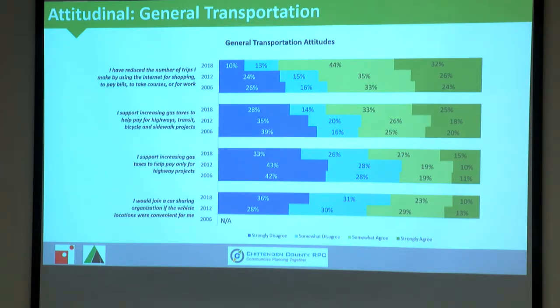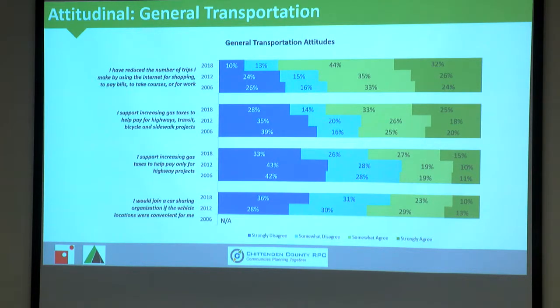Support for tax increases, it's increased since 2012. Now, tax increases are a very funny thing to ask people about. I always tell people when you look at something like this, don't focus on that muddy middle that people say, I somewhat agree or somewhat disagree, those people on the fence. Focus on your extremes. The people who strongly agree or strongly disagree. Those are the people who are more sure of their opinion.